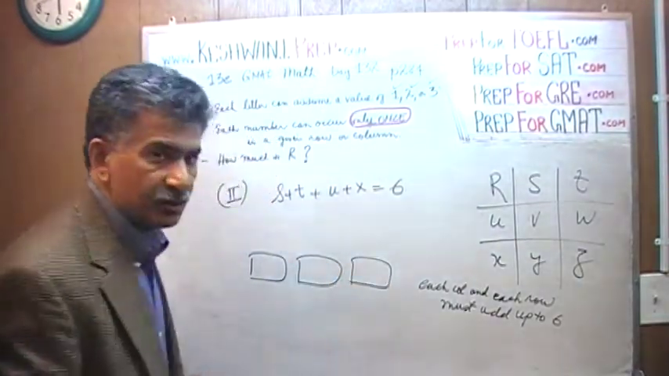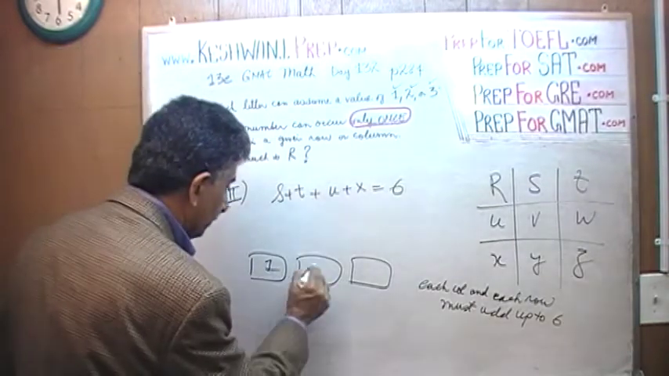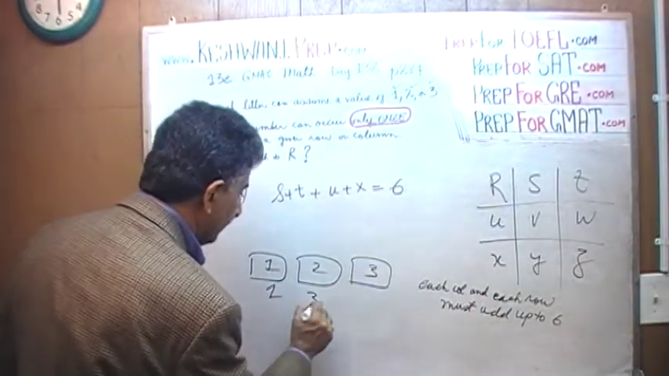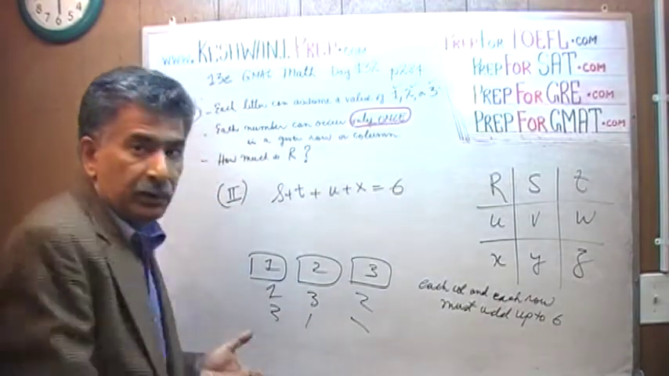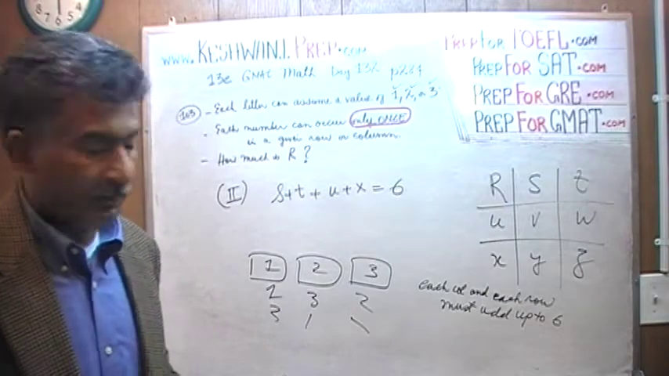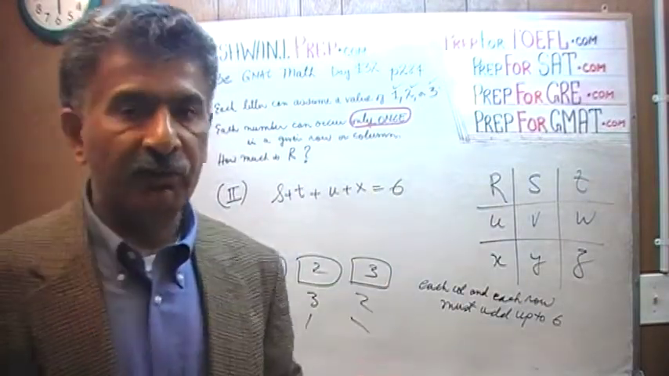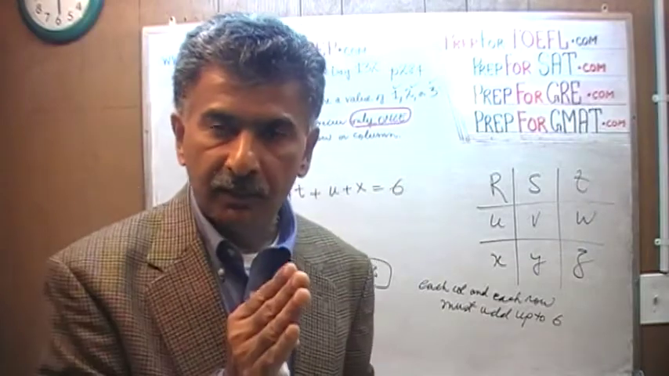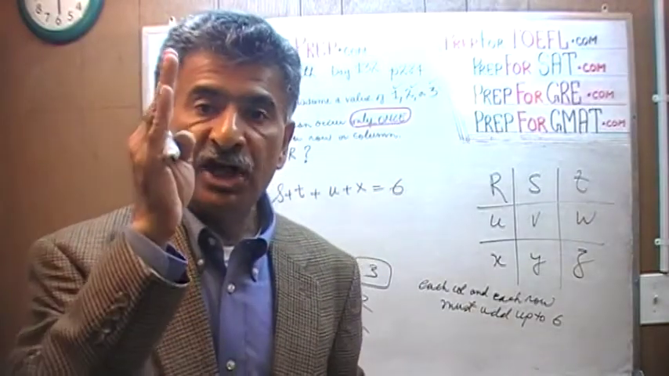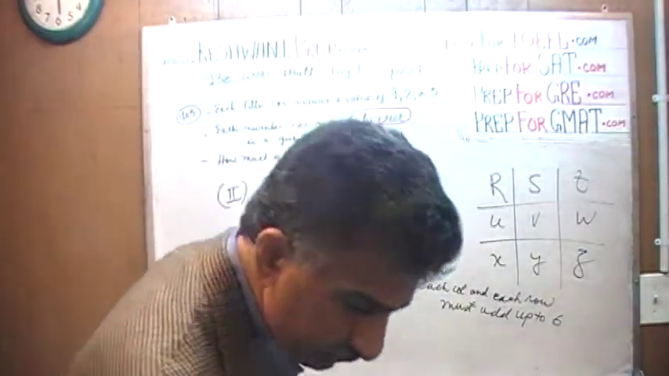Each column and each row has 3 spots, and we have only 3 numbers. So it's 1, 2, or 3, or 1, 3, and 2, or 3, 1, and 2. However you arrange them, there are only 3 numbers, and no matter how you arrange them, they're going to add up to 6. 3 plus 1 plus 2 is 6. And those 3 numbers, regardless of how they appear in a given column or a given row, each column will always add up to 6. Are you with me?